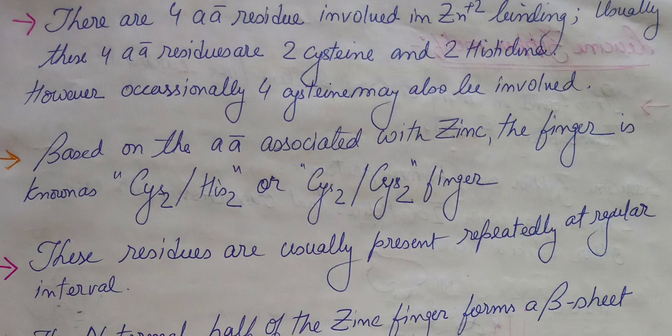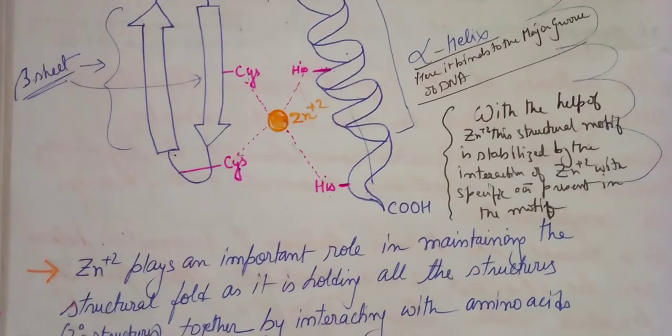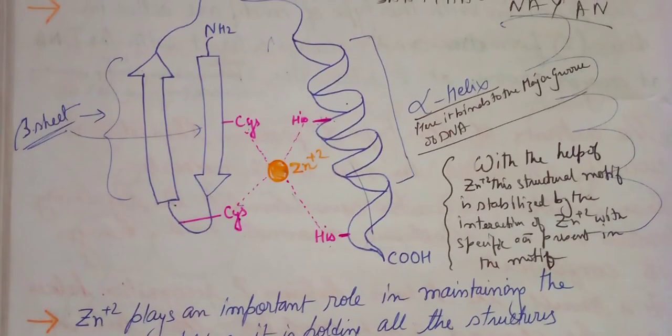I have not shown the diagram of the Cys4 finger. I have only shown the Cys2His2. Okay, but there may be 4 cysteine residues interacting with the zinc to stabilize that structural motif.